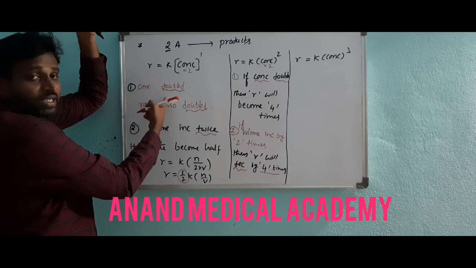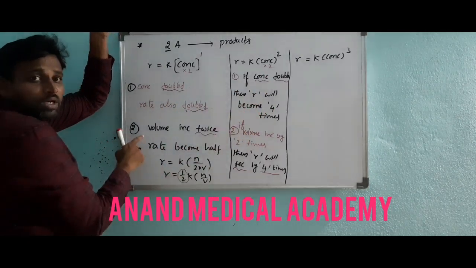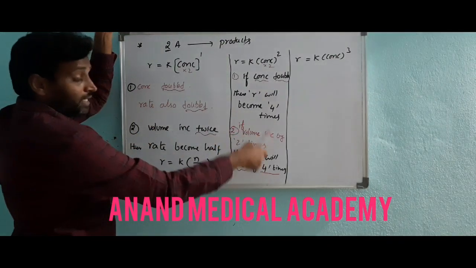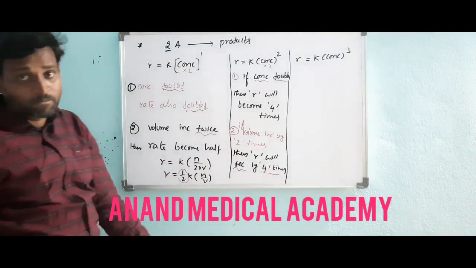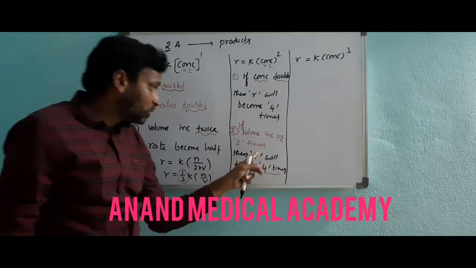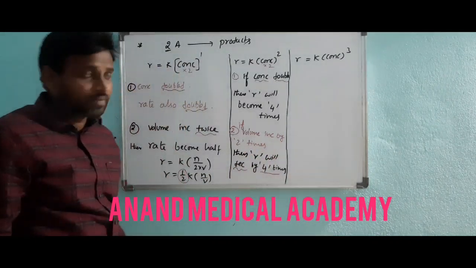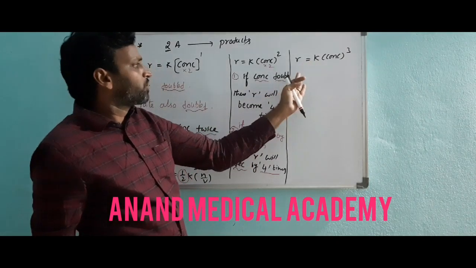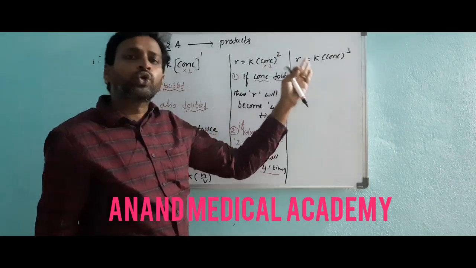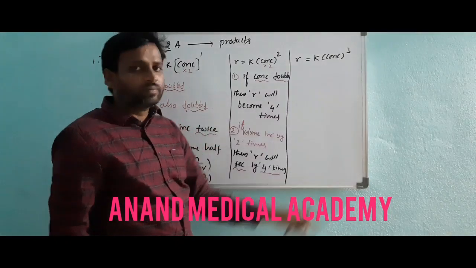Here concentration increases, rate increases. But volume increases, rate decreases. Here you have power 2. So if volume increases by 2 times, then the rate will be decreased by 4 times. In the same manner, sir, if concentration doubles, then 2 power 3, it will be 2 cube. 2 cube means 8. So 8 times here.